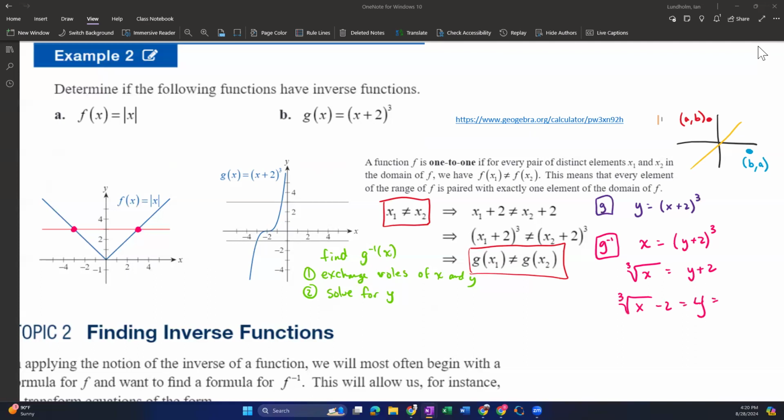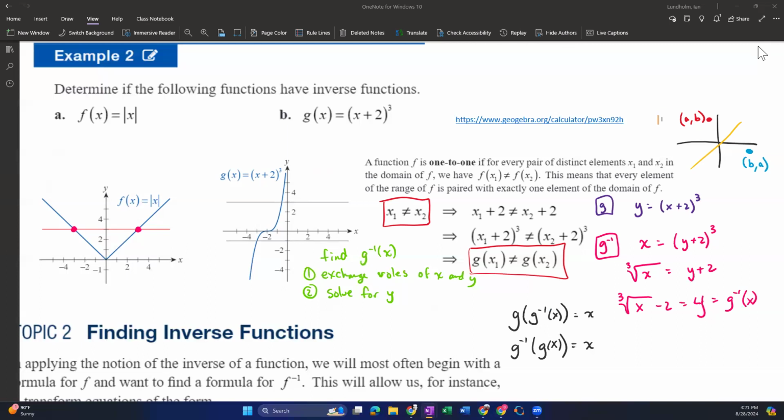And this is now our inverse function. And maybe we could leave it as an exercise that you could do. But if you did either one of these compositions, if you put G inverse into G, or you did G into G inverse, both of those should turn out to just give you x in the end.